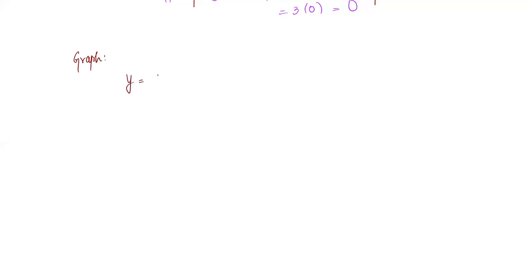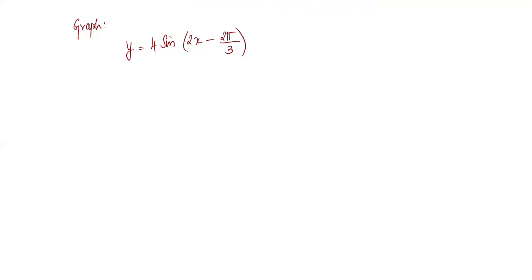Graph y equals 4 sine 2x minus 2 pi over 3. So this is the third sine example, then we'll do a cosine example as well. Well, you can see as it is that there is really no big difference. You just have different points now, and your cosine, you expect it to be like a V if it is not reflected. If it's reflected, then it's like an inverted V. Anyways, we'll just get going with this.